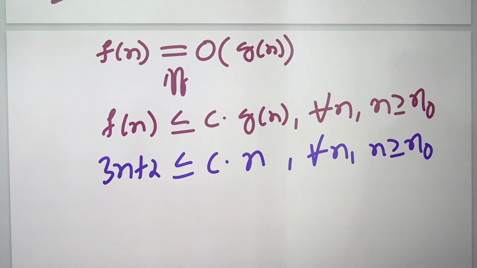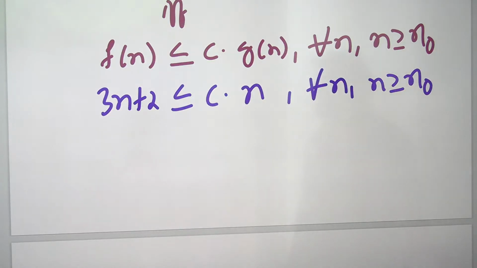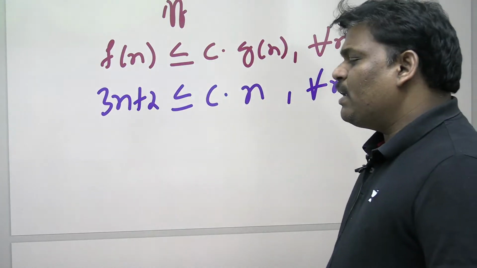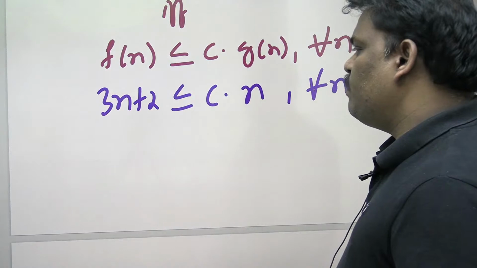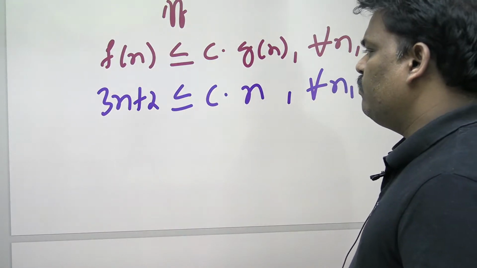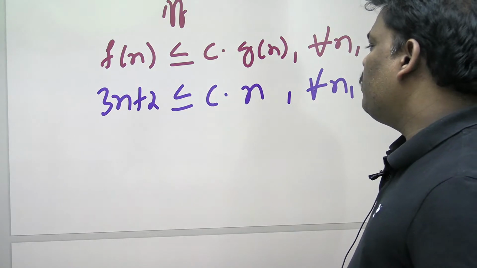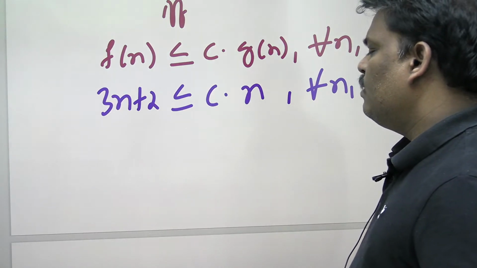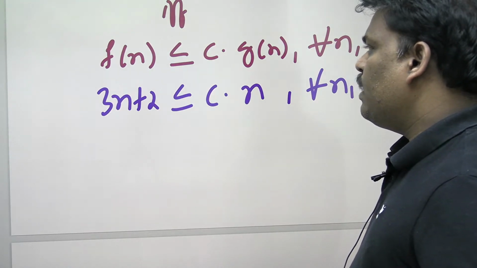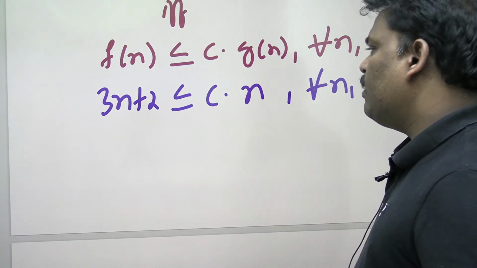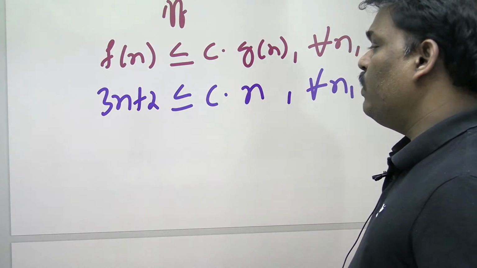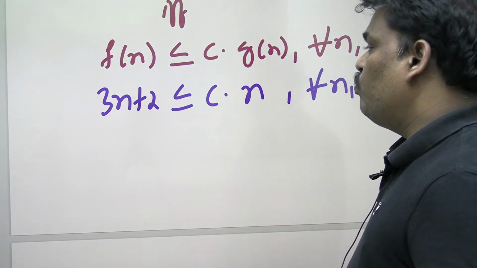Some people are asking, sir, how is it possible? Already 3n plus 2 is bigger. Comparing n, how can you prove that n is bigger? A very simple story. Left is 3n plus 2, right is simply cn. I want to prove right is bigger, but actually left is bigger. How can you prove right is bigger?